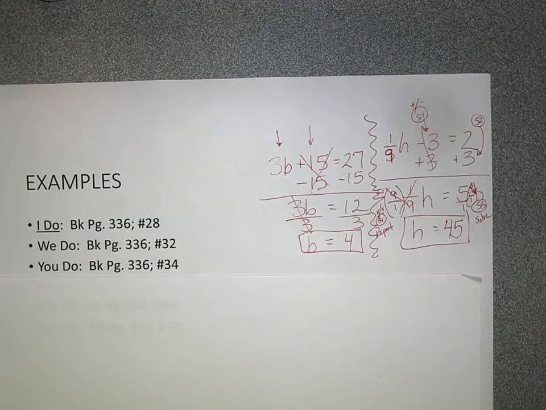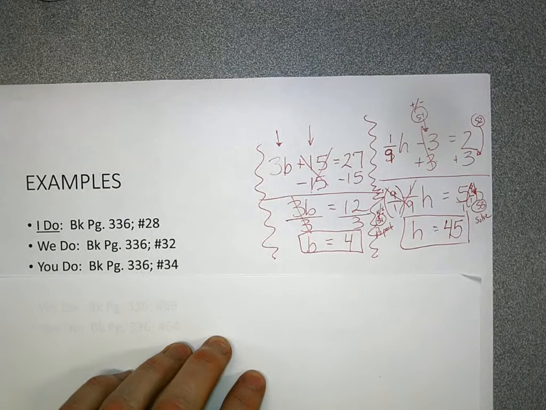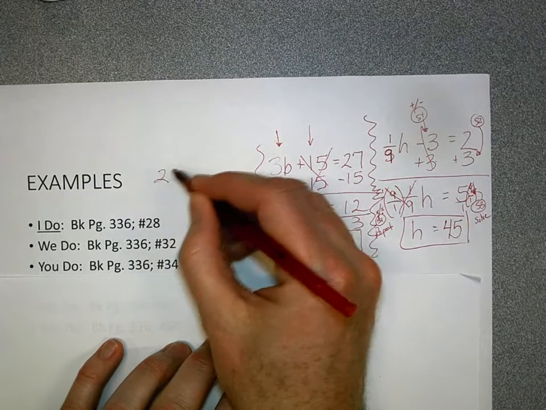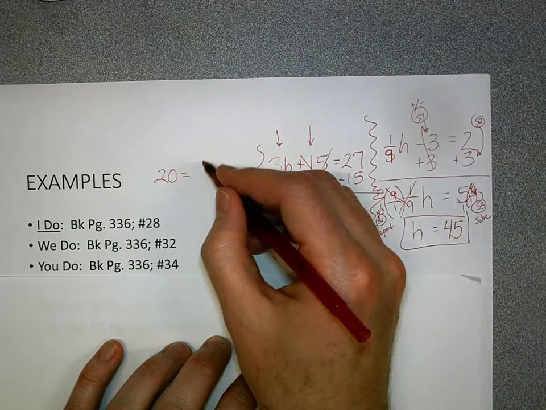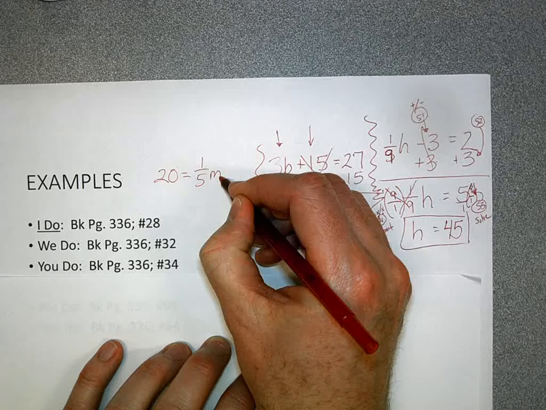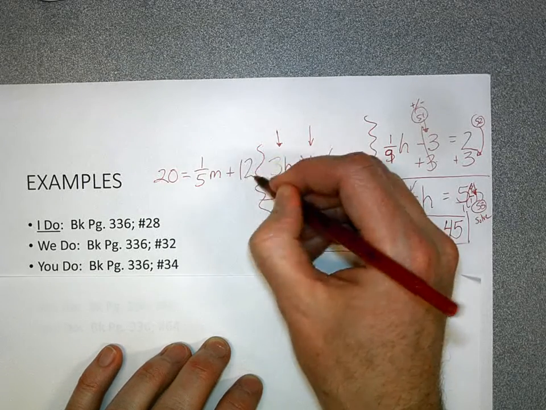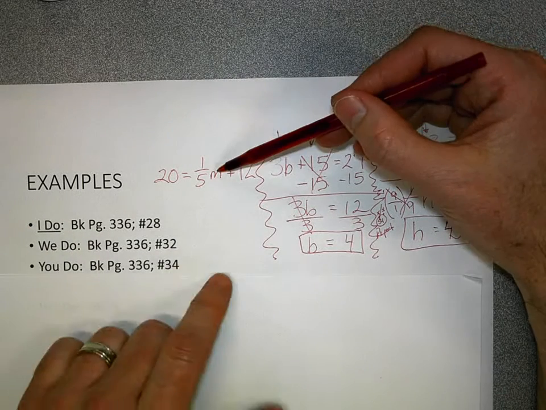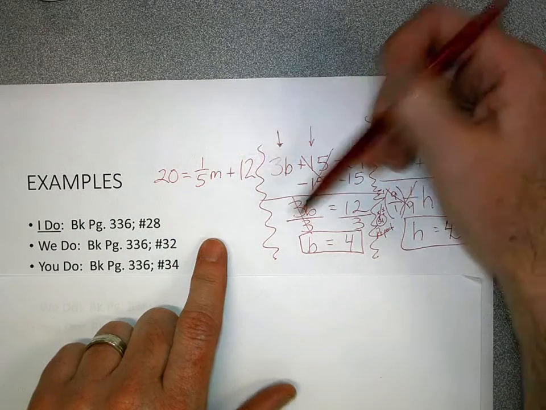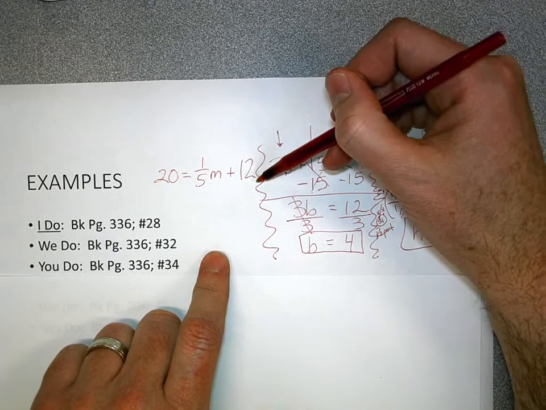Okay, so number 34, just check your work here. All right, number 34 was 20 equals 1/5 m plus 12. So your variable happens to be on the right side of the equal sign this time. I have my variable term, my 1/5 m. I look at my other term, which is just my plus 12.